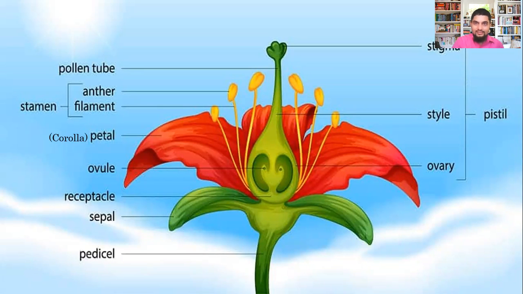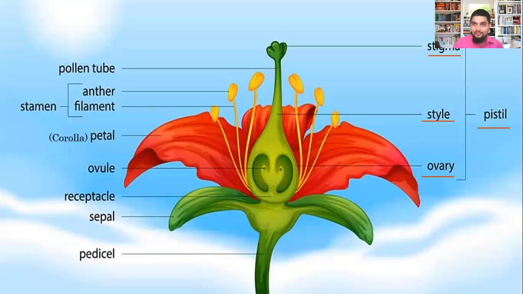So what we are going to look at here is the structure of a typical flower. Some flowers will look a little different from the one that you are currently shown. At the top, we have the stigma. Moving down, we have the style. And on the right side, we have the ovary. Those three structures, collectively, we call the pistil, and the pistil is referred to as the female reproductive structures.